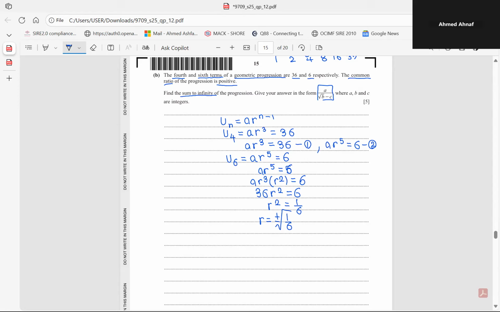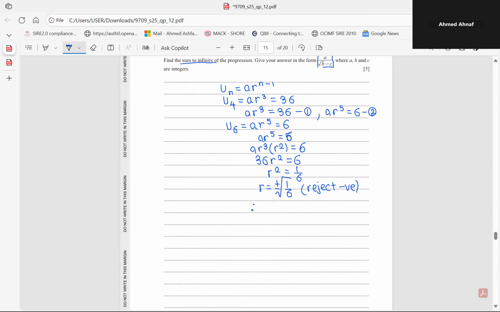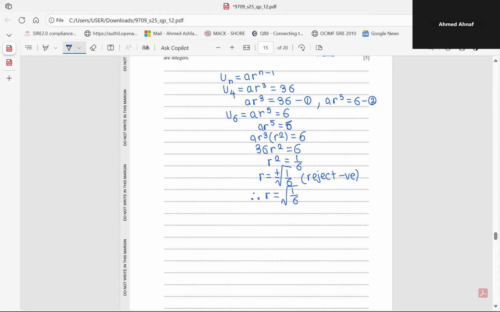But in the first question, in the info, they told us that the common ratio is positive, so we're going to reject negative. Hence, r is equal to the positive square root of 1 over 6. Okay.